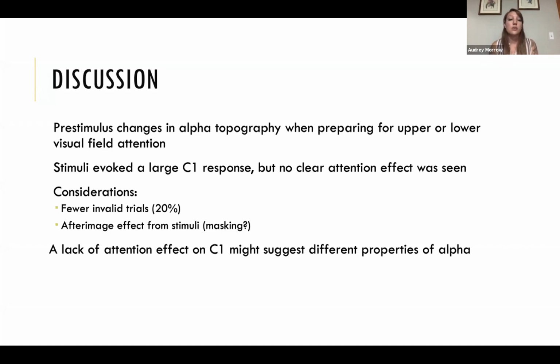But generally, even if we don't find an attention effect of C1, it could suggest some interesting things about the properties of alpha. So we did see that spontaneous ongoing alpha oscillations were modulating the C1. So maybe there's a difference in this attentional versus spontaneous alpha and what kind of effect it has on visual evoked responses. And specifically maybe depending on where it's originating from or what the motivation is. So we're hoping to, of course, collect more data in the future and be able to parse this apart.